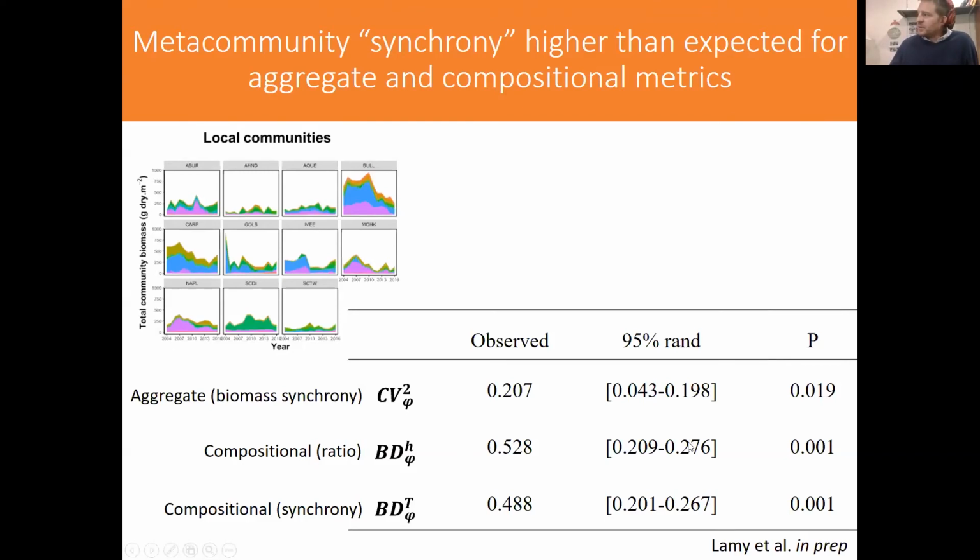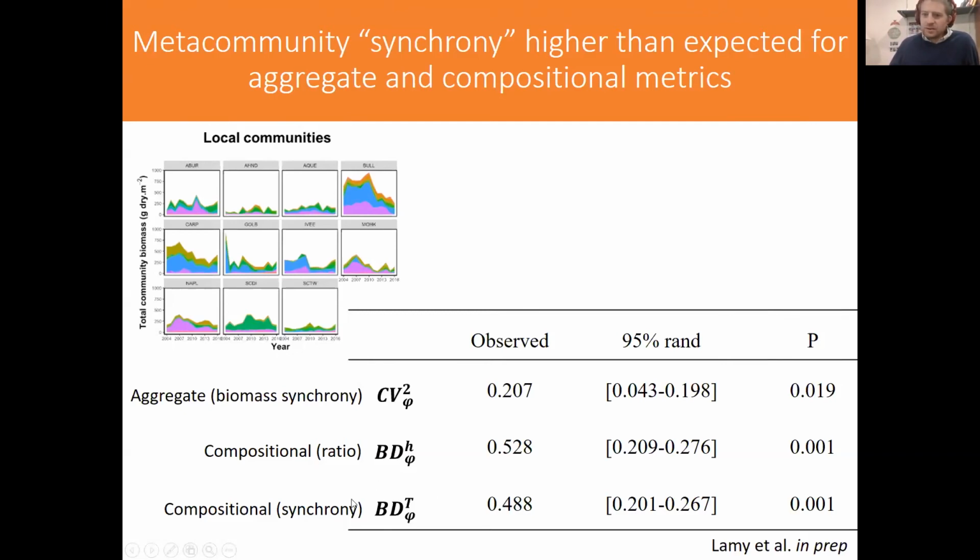The bounds here are based off of randomization tests. So you can see that the value we're seeing for each of these metrics represents a meta-community that's more synchronous than you would otherwise expect if things were just varying randomly.